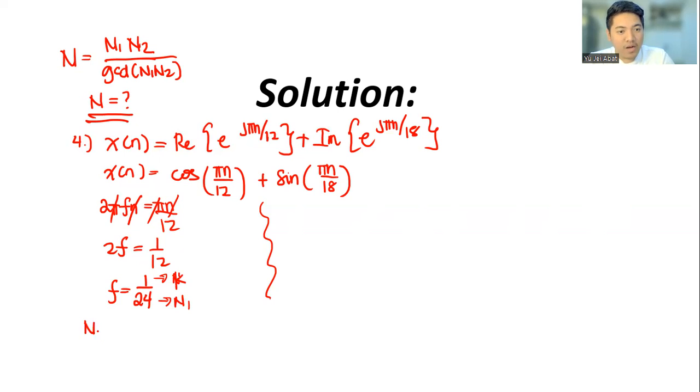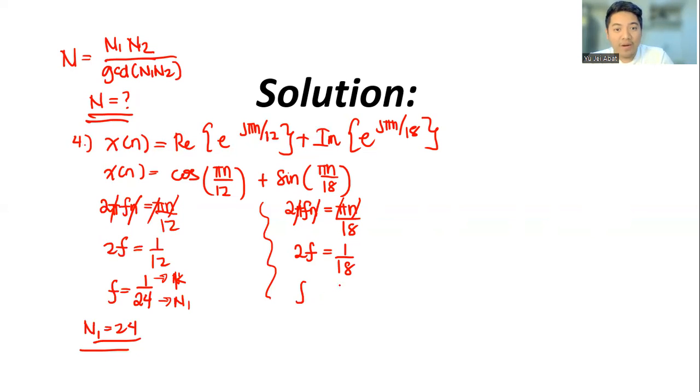Okay, so my n sub 1 is 24, which proves that this is a periodic signal. Another one for the sine, we have 2 pi f n equals pi n all over 18. So pi n cancels, and you have 2f equals 1 all over 18. If we divide both sides by 2, or cross multiply, 18 times 2 is 36, so you will have f equals 1 all over 36, where this is your k and this is your n. So this would be n sub 2, and your n sub 2 would be 36.